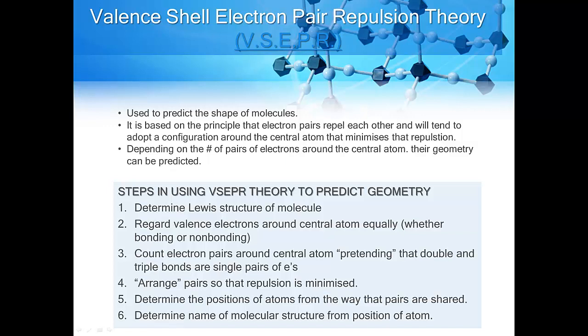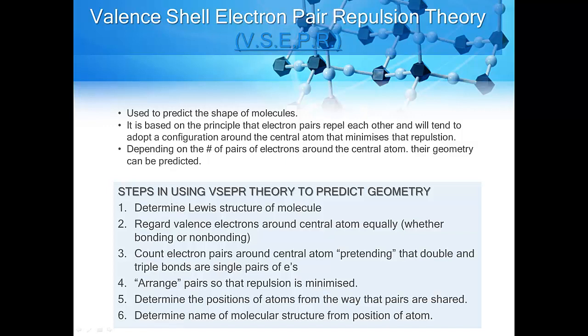The first step is to determine the Lewis structure of the molecule. Now that you've practiced all of those Lewis structures, the examples from the tutorials, you can determine the Lewis structure quite easily. Now, we need to regard the valence electrons around the central atom equally, whether they're bonding or non-bonding. What that means is it doesn't matter whether you've got a bond between two atoms or a lone pair of electrons. We consider those to be equal.